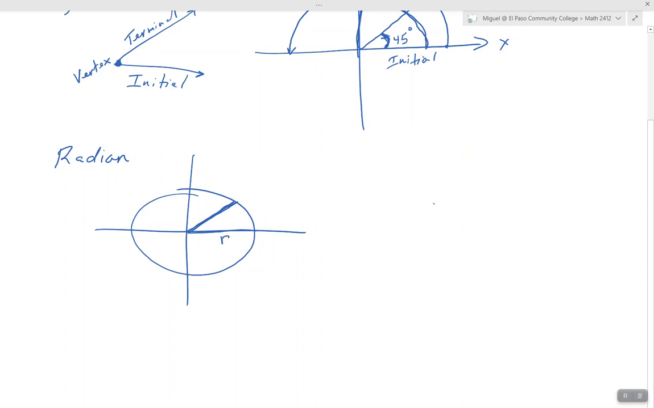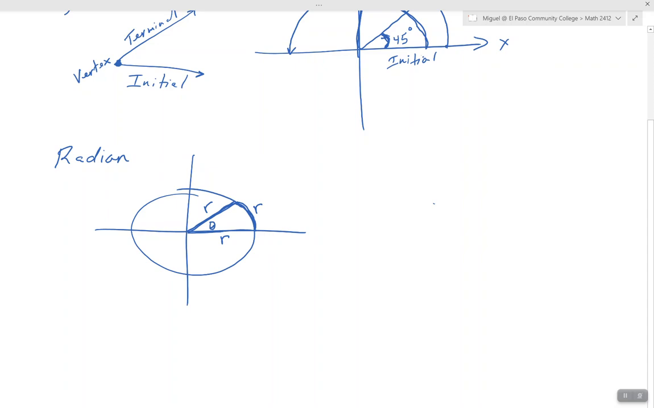Because we have a circle. The origin is in the middle of the circle, and the distance from the middle of the circle to the circle is always the radius of the circle. So we have two radii there, that one and that one. Now, the angle here, theta, that's created when we intersect a distance over here on the arc that's also equal to the radius. That is what we call 1 radian.